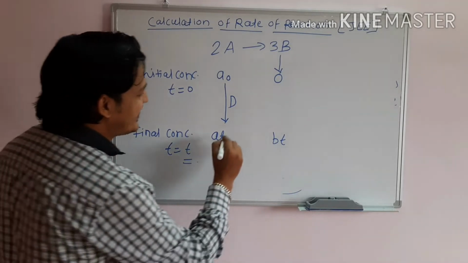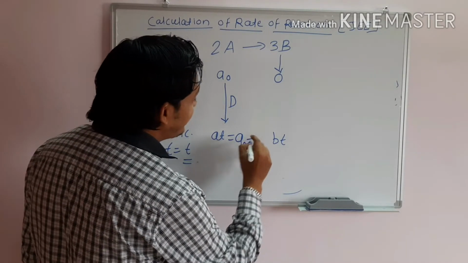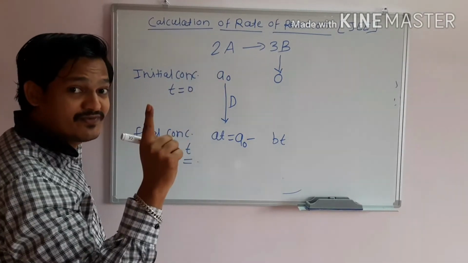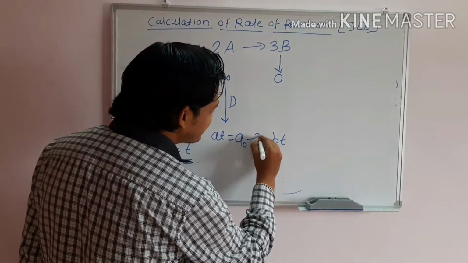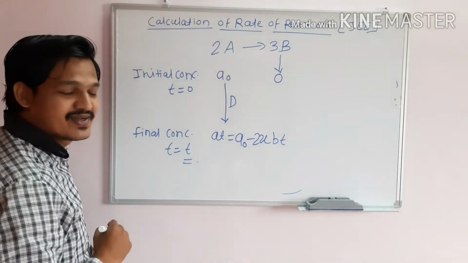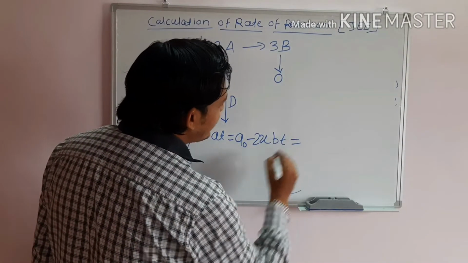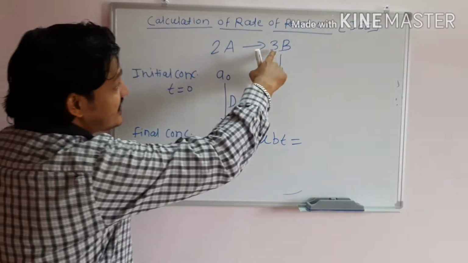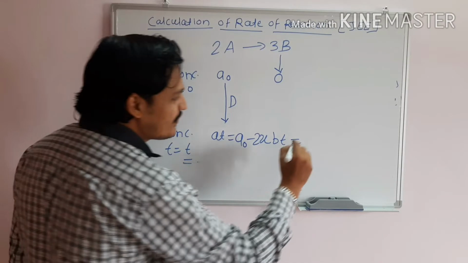Then what is the value of At? A0 minus x? No. Here there are 2 coefficients, so A0 minus twice of x. Then what is the value of Bt? Twice of x? No. It is thrice of x. Thrice of x.